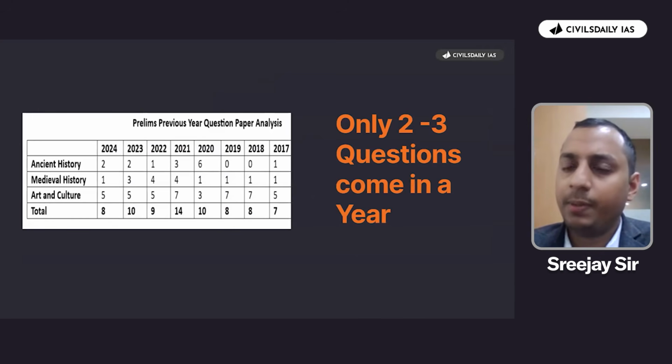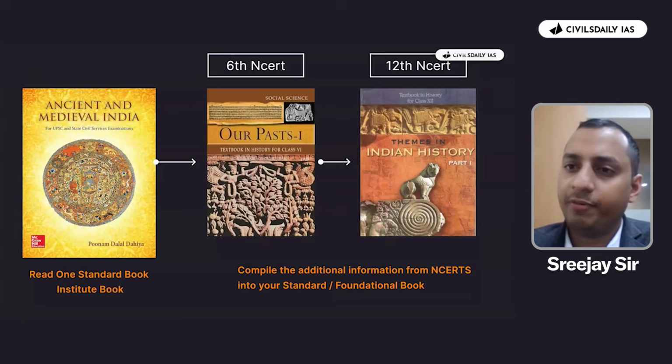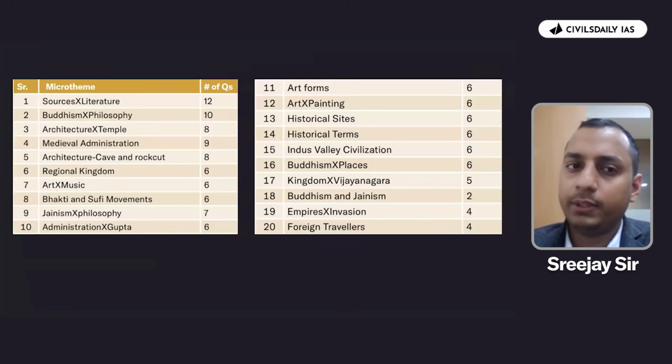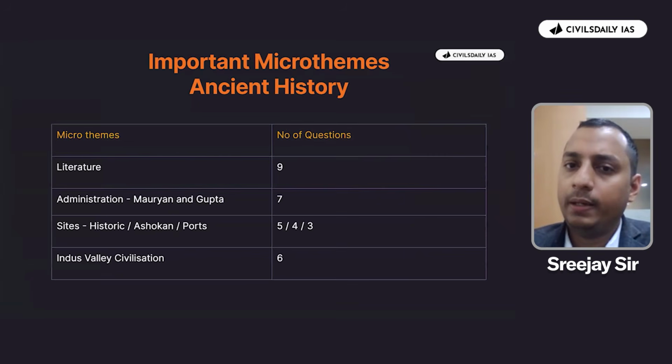Now ancient history पे only 2 questions. You focus on your sources. You can ignore R. Sharma. These are the important micro themes. Literature पे, most number of questions in ancient history have come from literature, 9 questions. Administration, Mauryan, Gupta, 7 questions. Ashokan sites, historic Ashokan and ports, इतने other questions. In the Indus civilization पे, 6 questions.